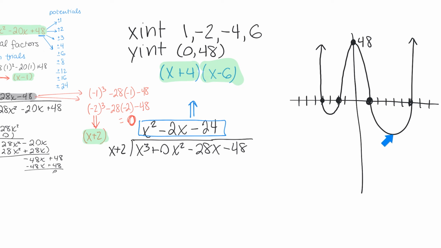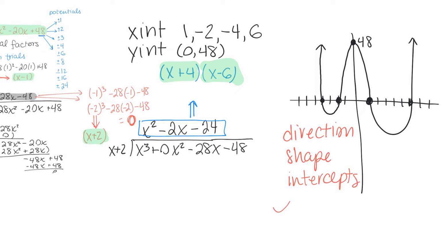Now, we don't know how high or how low these valleys go, but in a rough graph, we know a couple things. We know direction, up or down. We know shape, this kind of W shape, and we know our intercepts. And that's enough to draw a rough graph that we're after.